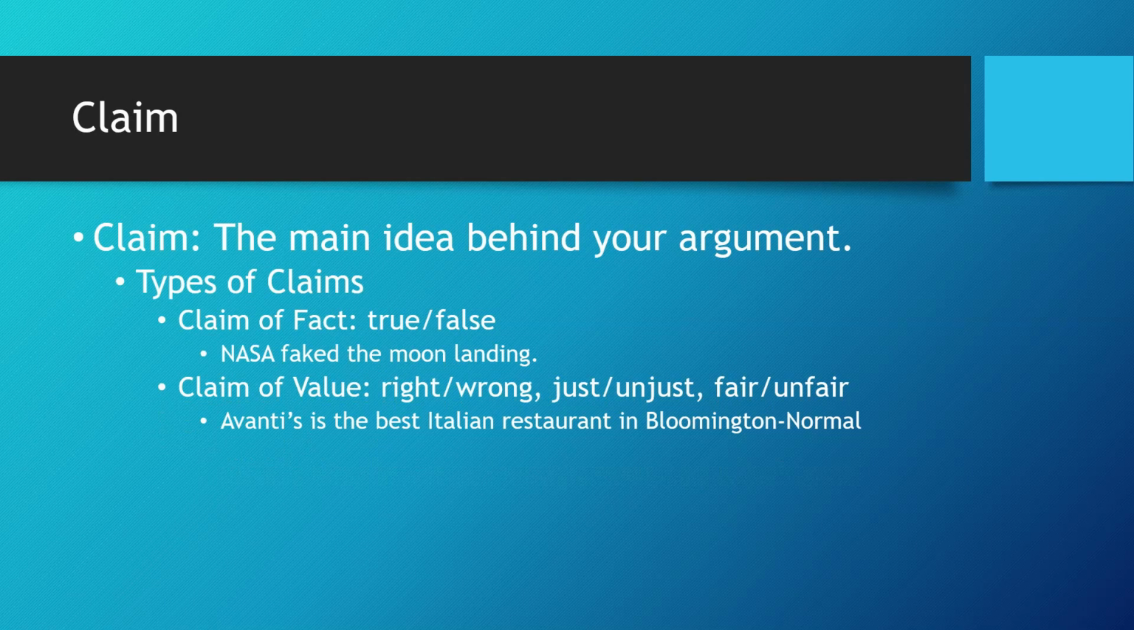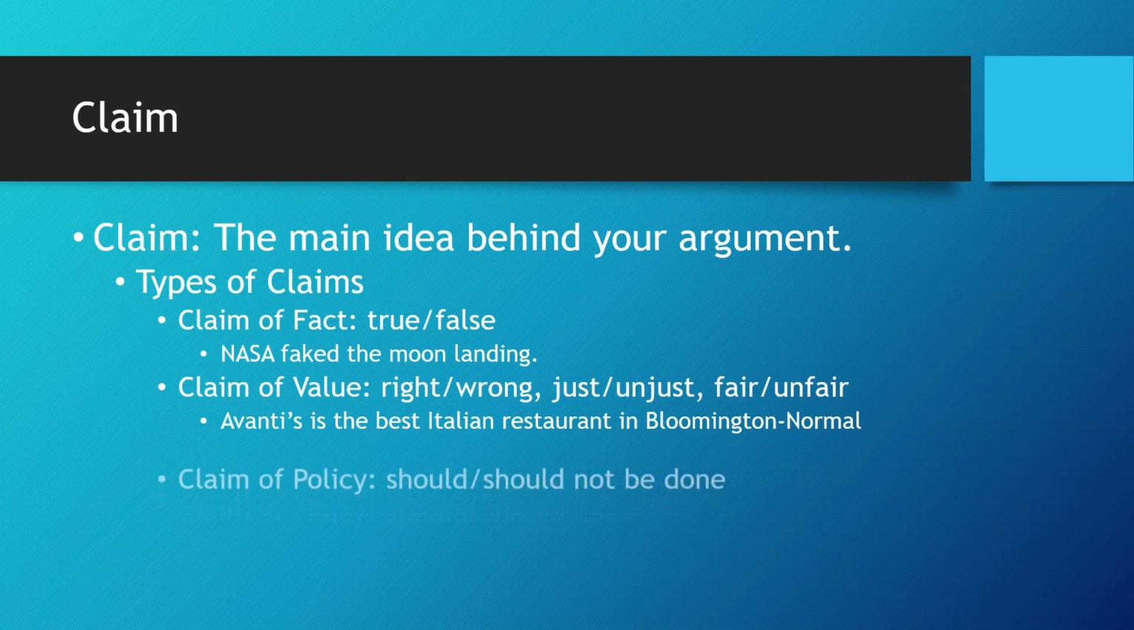You can get into some more in-depth examples, maybe talking about the criminal justice system is unfair to individuals that come from minority backgrounds. That would be a claim of value where we're looking at whether something is right or wrong, or even in that case, it literally has the word unfair in the claim.